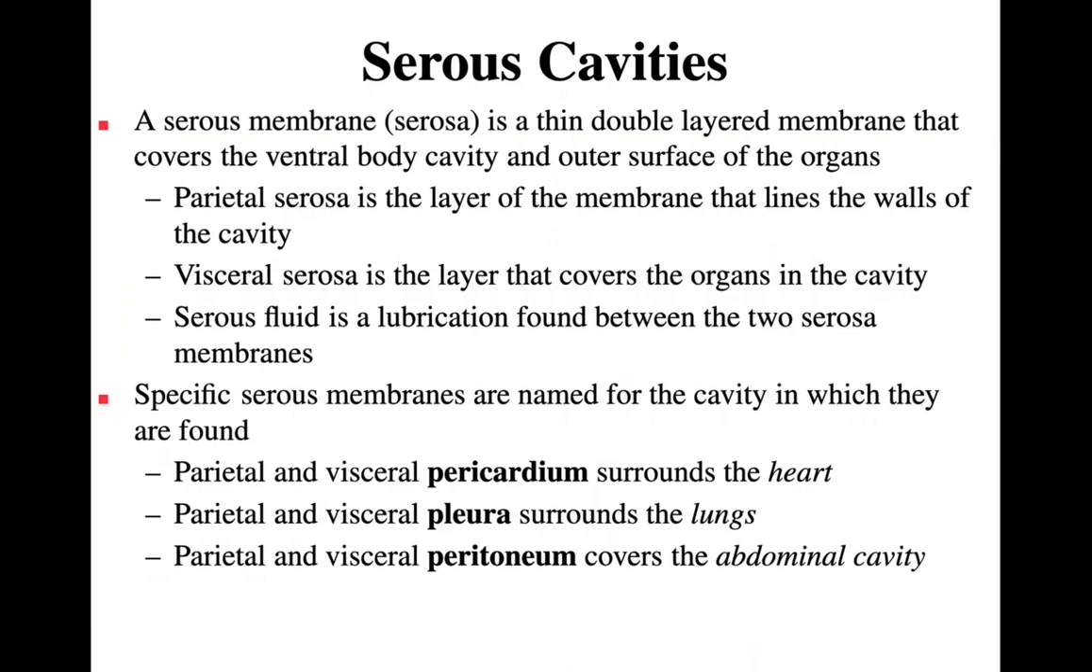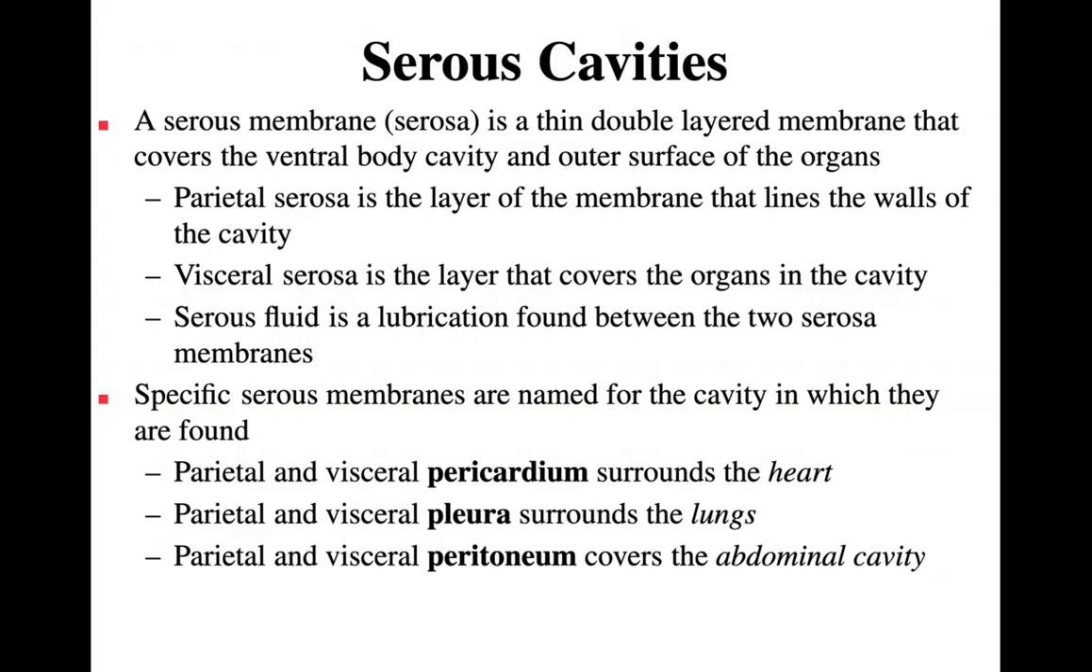So your serous membranes, or serosa, are going to be a thin double-layered membrane. It's going to cover the ventral body cavity and the outer surface of the organs. So we have visceral and parietal pleura, or serosa. Pleura would be the example for the lungs. So parietal serosa is going to be the layer of the membrane that's going to line the walls of the cavity. Visceral is actually going to be attached to the organ itself. And then serous fluid is going to be between those two serous membranes.